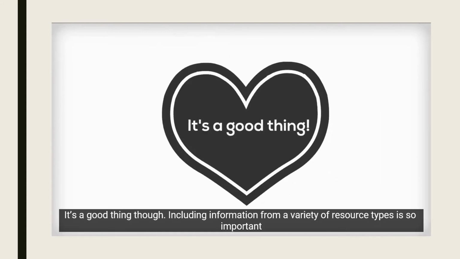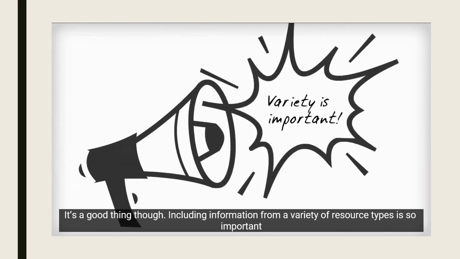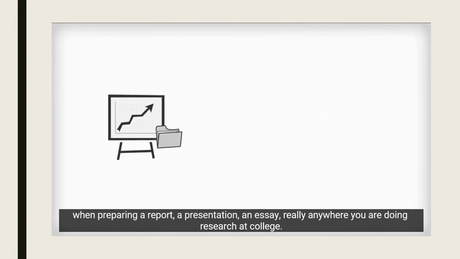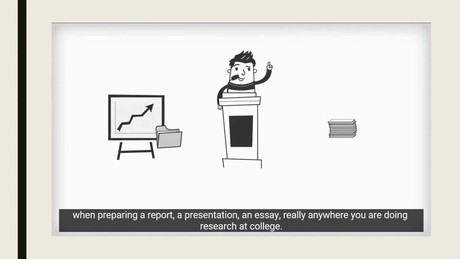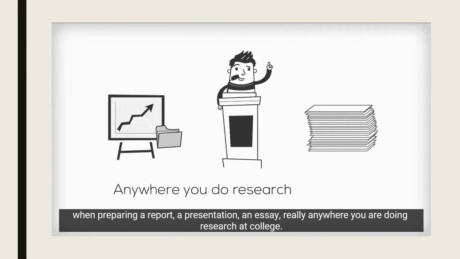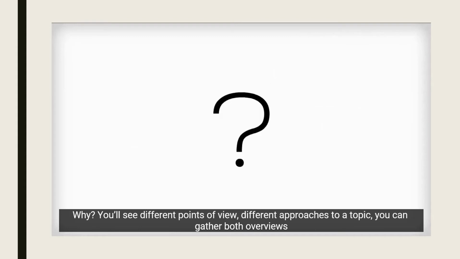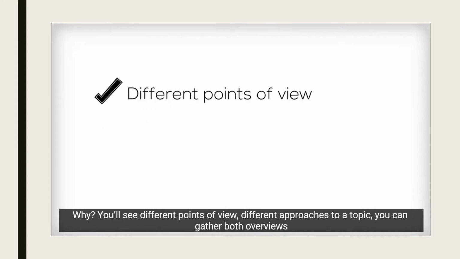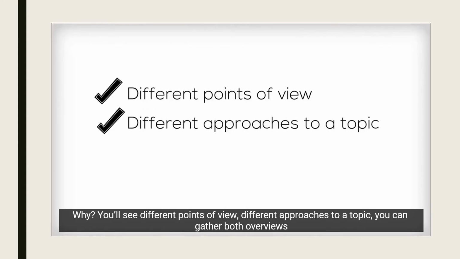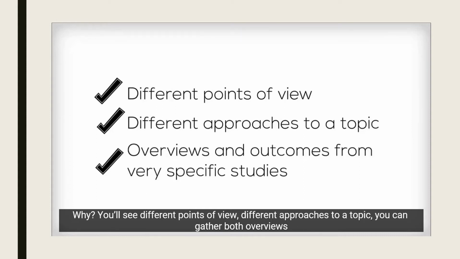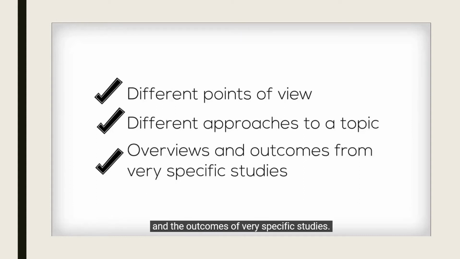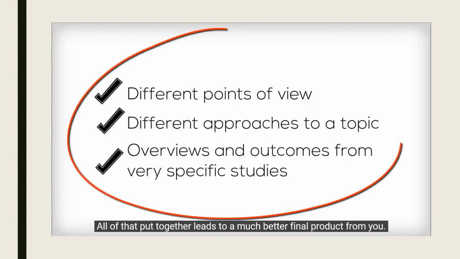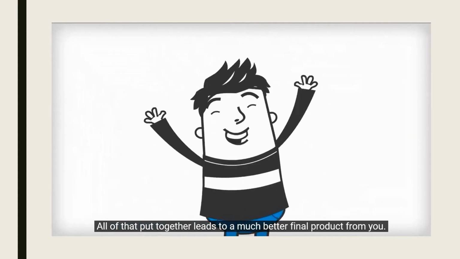Including information from a variety of resource types is so important when preparing a report, a presentation, an essay, really anywhere you are doing research at college. Why? You'll see different points of view, different approaches to a topic. You can gather both overviews and the outcomes of very specific studies. All of that put together leads to a much better final product from you.